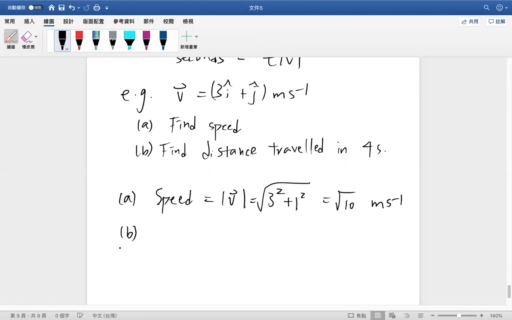B, find the distance traveled in 4 seconds. So you just multiply the speed by 4. So 4 square root 10 meters. Is that okay? Yeah. All right, cool.